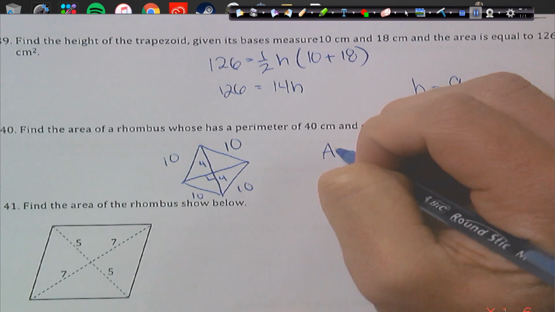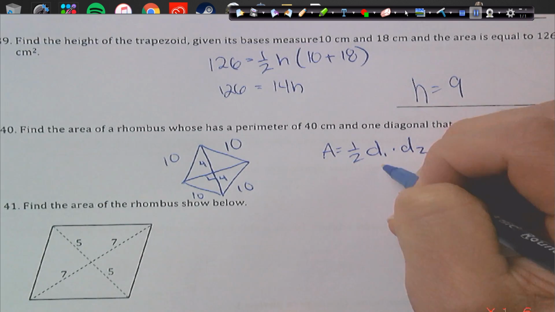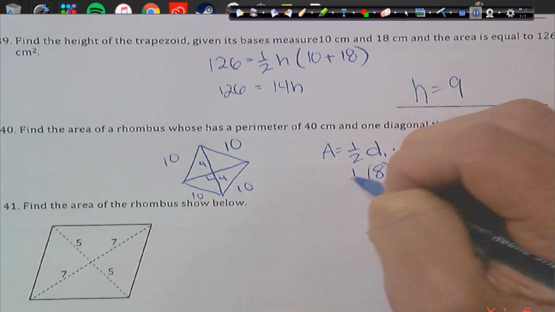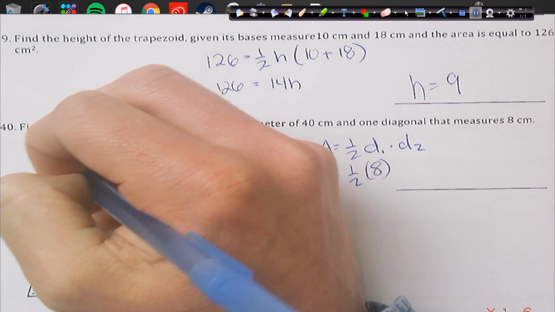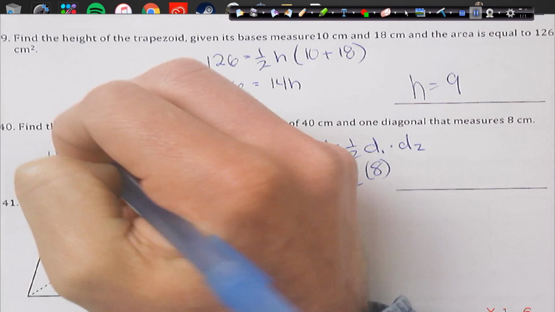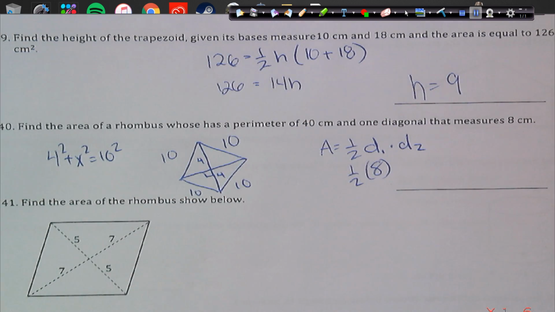So the area, if you recall, is 1/2 diagonal 1 times diagonal 2. So I got 8 there, but I don't know the other one. We can use the Pythagorean theorem to find the other one. So we're going to get 4 squared plus x squared equals 10 squared. And to solve this, I'm just going to do it really fast.